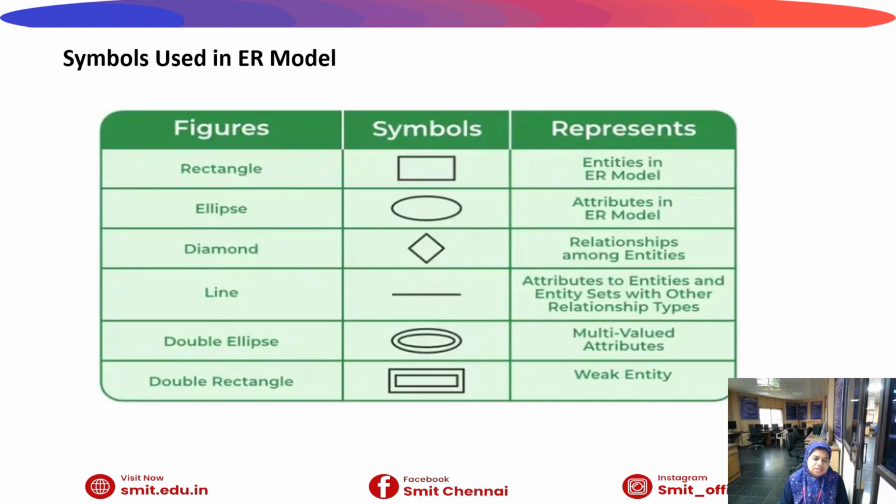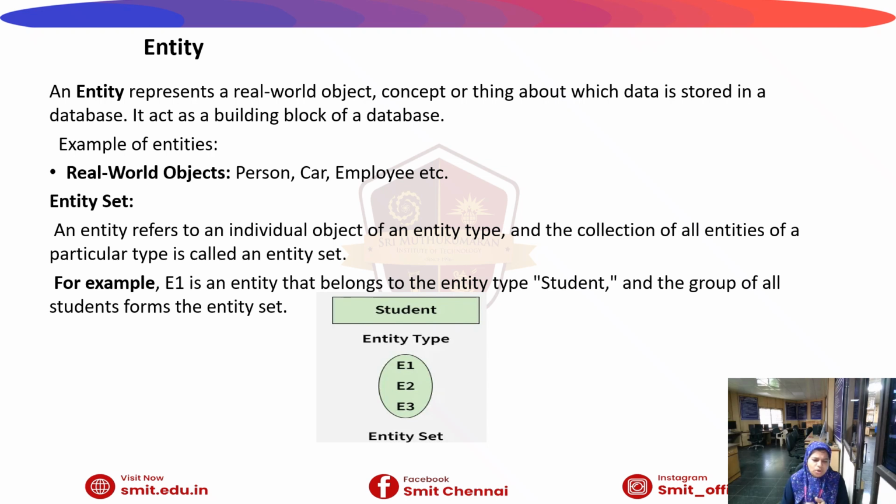Next are the symbols used in the ER model: rectangle, ellipse, diamond shape, and line. The rectangle shape denotes the entity in the ER model. The ellipse shape represents attributes. The diamond shape represents the relationship. The line connects entities to other entities and relation types. The double ellipse represents multi-valued attributes, and the double rectangle represents a weak entity.